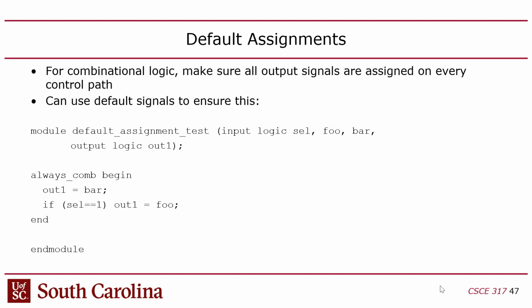But if this is just a generic always at star, then it would just create a latch, and you might not intend for that. So the way to fix that would be to put an else on here, or you can do a default statement. You can do a default output, which is what I'm doing here. So this first line of code sets out 1 to bar, which is the default output, and then the if potentially changes that if select equals 1.